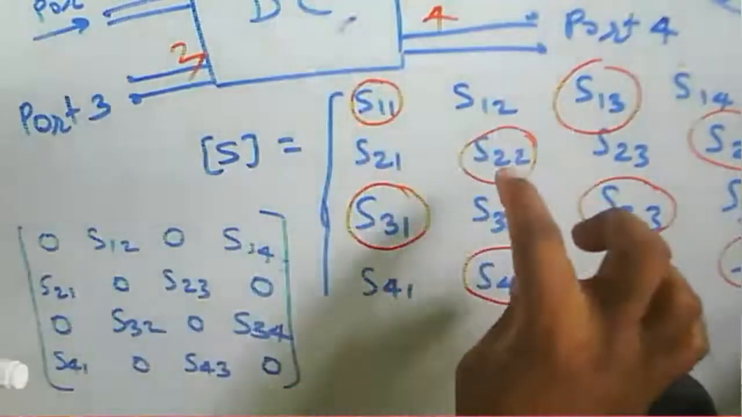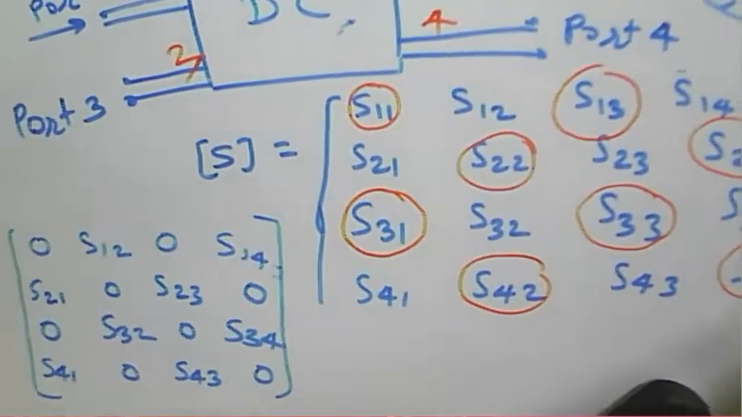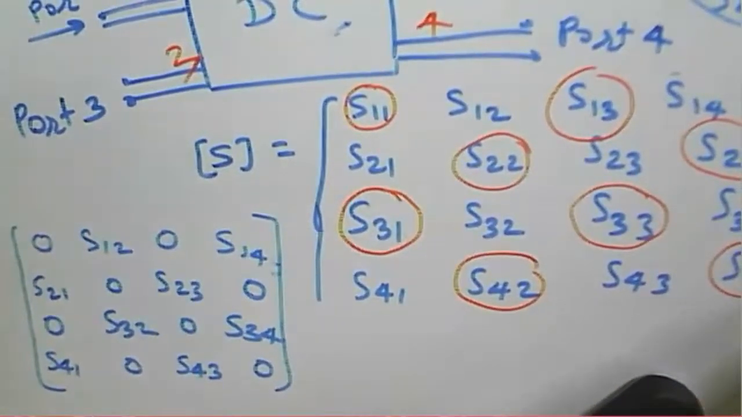Now say that here alternate terms are 0, because there is a condition: no coupling, these ports are isolated. And another condition is that the given particular ports are matched.